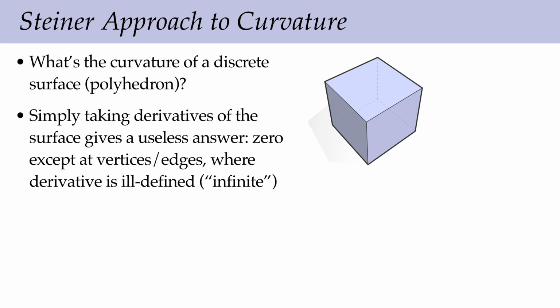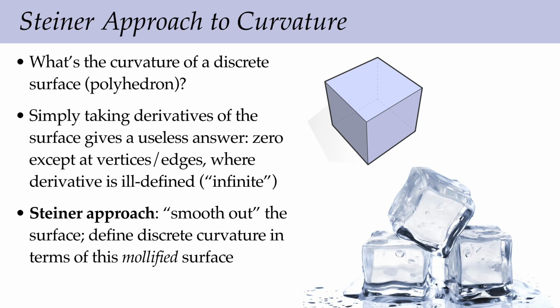And then at the vertices or the edges, well, the derivative is ill-defined. We kind of imagine, well, maybe it goes to infinity, or it becomes really hard to talk about in a meaningful way. So Steiner's approach is to say, how about we, instead of thinking about this polyhedral surface directly, let's smooth it out a little bit. If we smooth it out just ever so slightly, then it'll actually become a smooth surface, and we can define our curvature in the usual way.